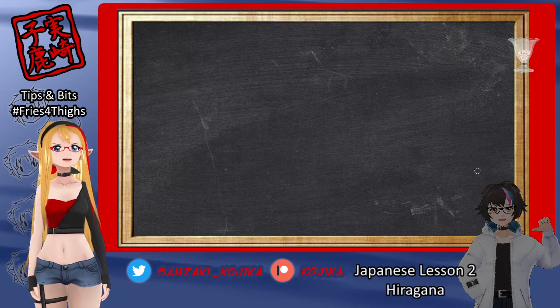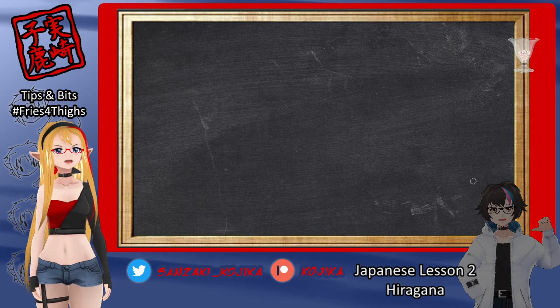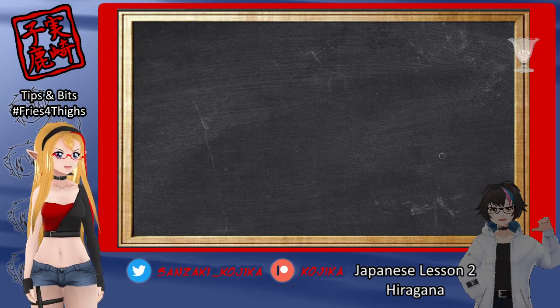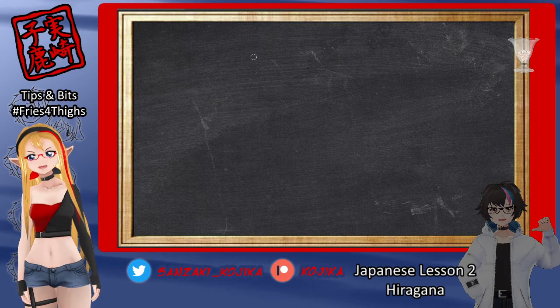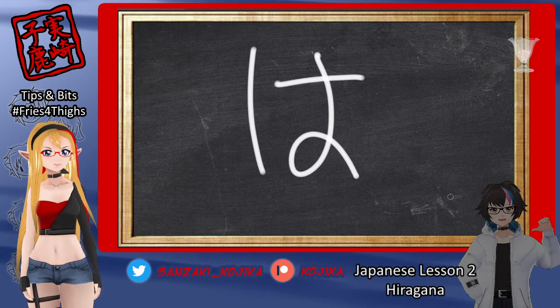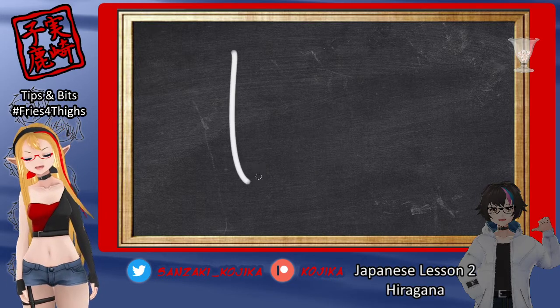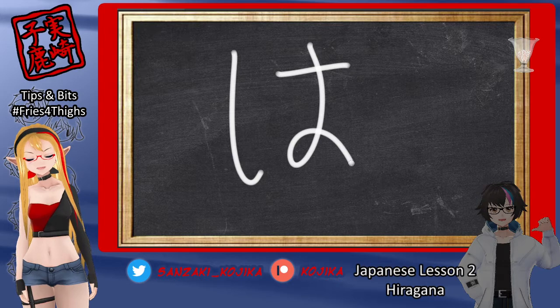All right, now we're going on to H. This one is not quite irregular, but we'll talk about it when we get to it. So ha is the first one. It's only three strokes, so we'll do that again. Down, across, and then all of this is one.